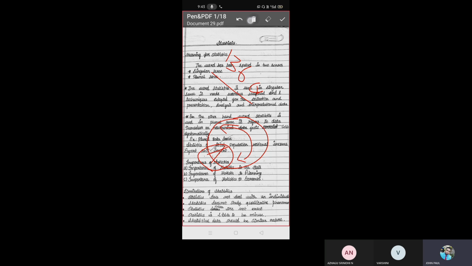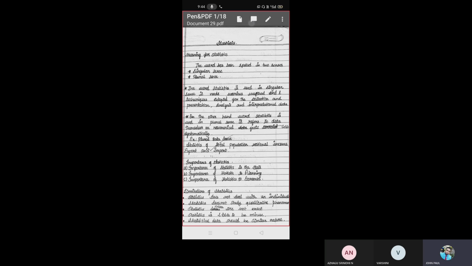That is why statistics is really helpful. In the singular sense, statistics is a technique adapted for collection, presentation, analysis, and interpretation. Collection means we need to gather the information. Presentation means we need to arrange the information we have collected. The third one is we need to analyze. And the last one is interpretation, which is called explanation. That is why this is the singular form.